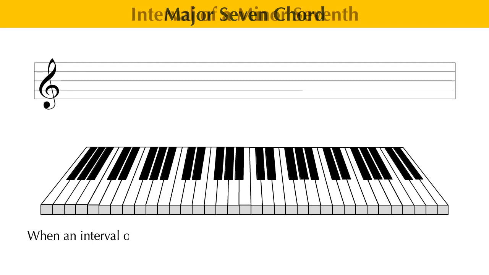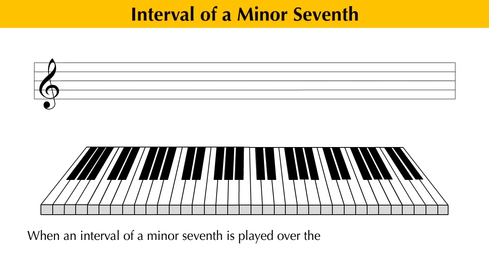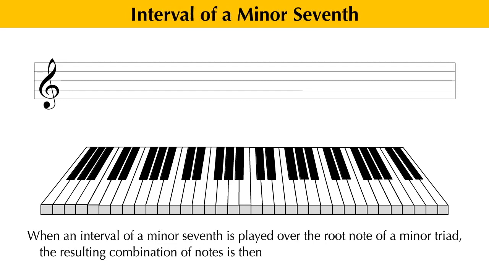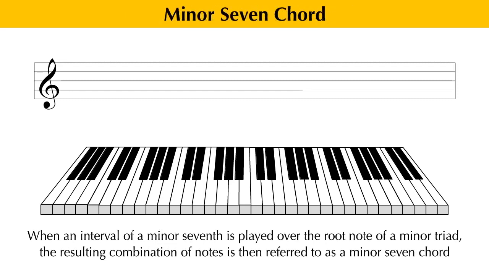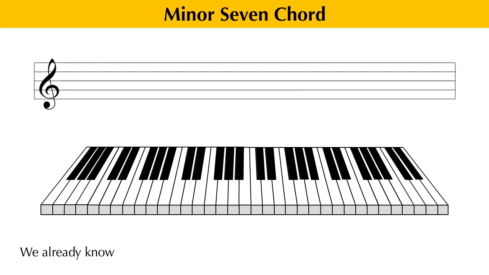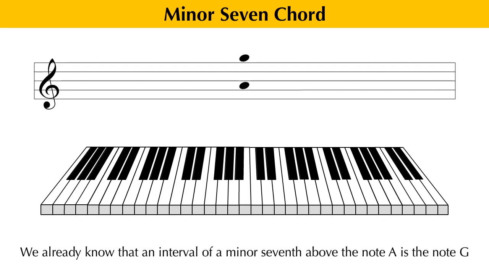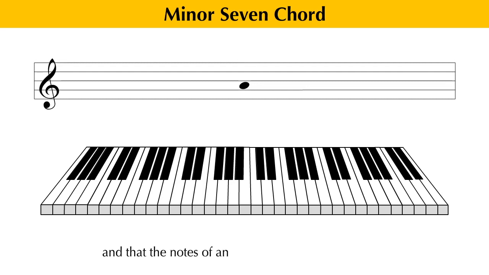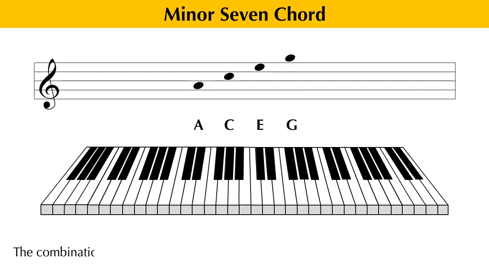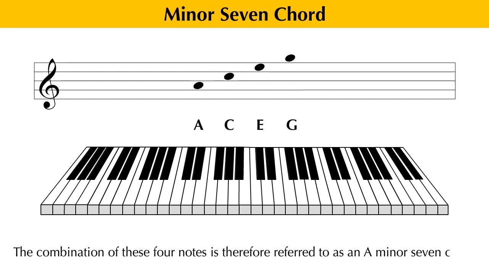When an interval of a minor seventh is played over the root note of a minor triad, the resulting combination of notes is then referred to as a minor 7 chord. We already know that an interval of a minor seventh above the note A is the note G, and that the notes of an A minor triad are A, C, and E. The combination of these 4 notes is therefore referred to as an A minor 7 chord.